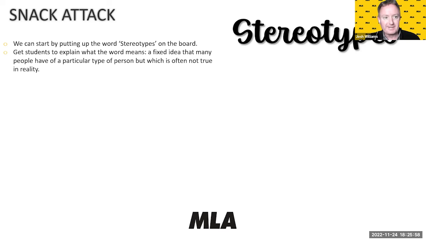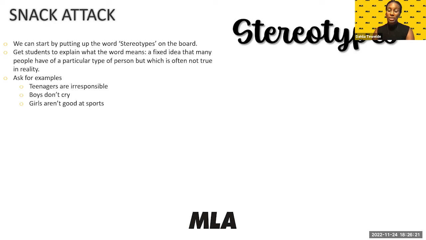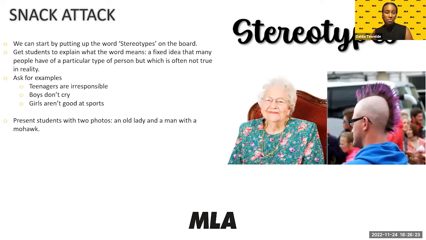So we get students to explain what the word means: a fixed idea that many people have of a particular type of person, but which is often not true in reality. Ask for examples, such as: teenagers are irresponsible, boys don't cry, girls aren't good at sports. They can give you many examples themselves.